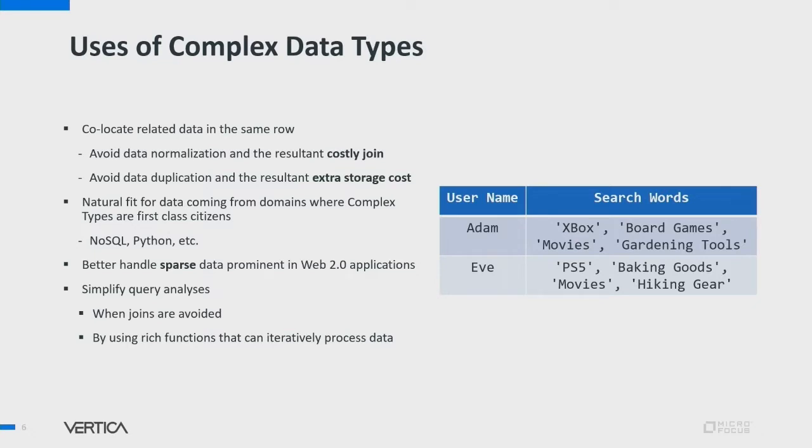And as a result, once we avoid joins and use complex types, we can greatly simplify the query analysis. And we'll see that using some examples as well in the following slides. The two reasons that allow us to simplify the query analysis: one is that we avoid the joins, and also complex types come with rich functions that can iteratively process the data. And these two features allow us to simplify the query a lot. And like I said, we have some examples in the coming slides.